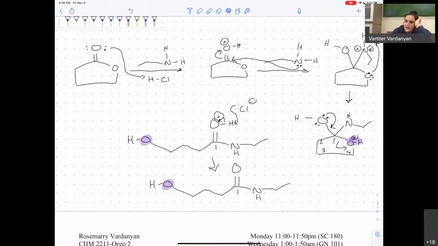Ta-da! I hope this is helpful. I know it's a little bit messy. I apologize. So what do we think? So the Cl comes at the end to take the hydrogen away.